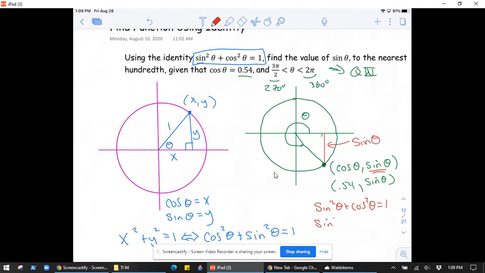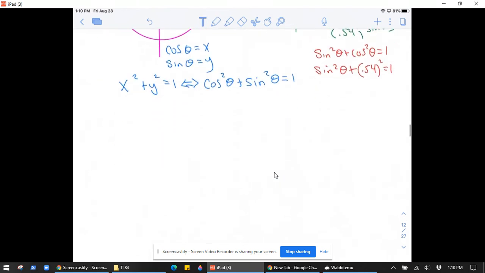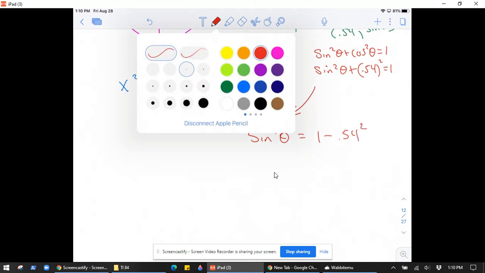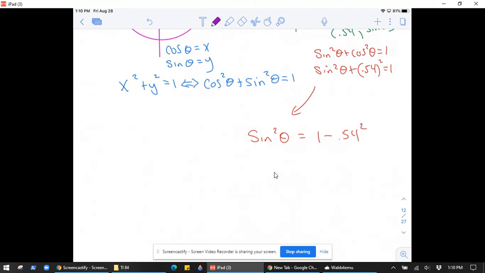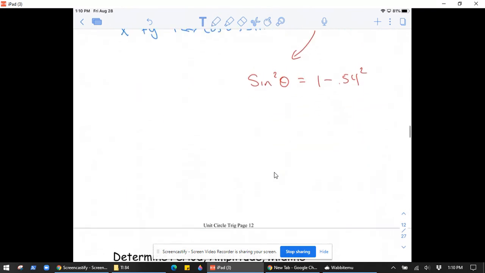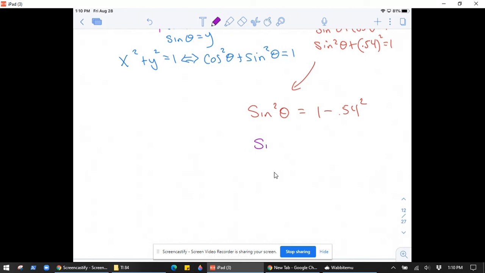So sine squared of theta plus 0.54 squared equals 1. So this means sine squared of theta equals 1 minus 0.54 squared. And we're going to keep the negative square root again, because it's clearly a negative y coordinate. So sine of theta is equal to negative the square root of 1 minus 0.54 squared.